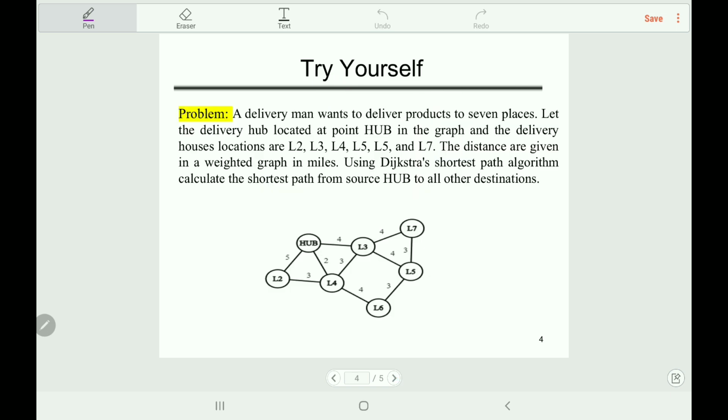So try yourself. Here is another real life example. A delivery man wants to deliver products to 7 places. Let the delivery hub be located at point hub here, and all other places are here with distances given. So you should pause this video and try yourself. You should write your answer in the comment box. I will reply right away.